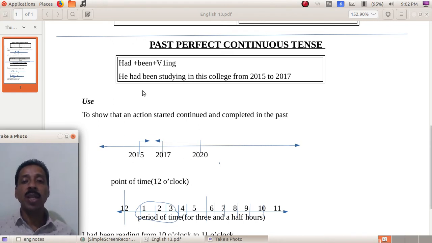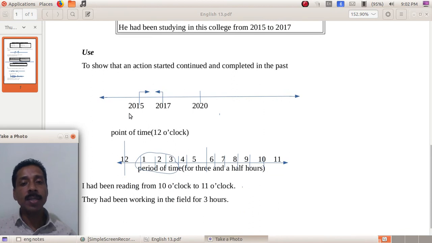See, I mentioned a sentence here. If you look at this example given here, the sentence which we have mentioned: He had been studying in this college from 2015 to 2017. Okay, see, this is the present time 2020 and what comes before it is past, and that's why we know that 2015 is in the past, 2017 is in the past.